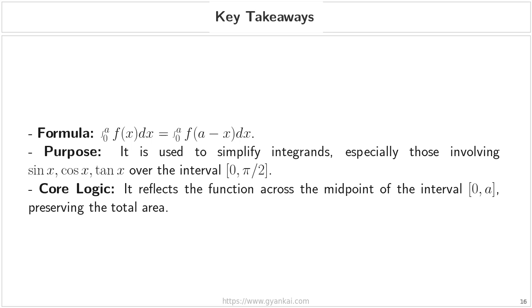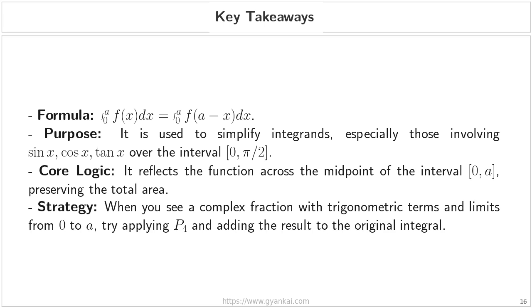Now let's talk about the core logic. Imagine the graph of your function f of x, stretching from x equals 0 to x equals a. When we replace x with a minus x, we're essentially reflecting that graph across the midpoint of the interval. Think of it like a mirror image. The crucial thing is that this reflection doesn't change the area under the curve. The area remains the same, whether you calculate it directly or from its reflection. That's why the integral's value stays constant.